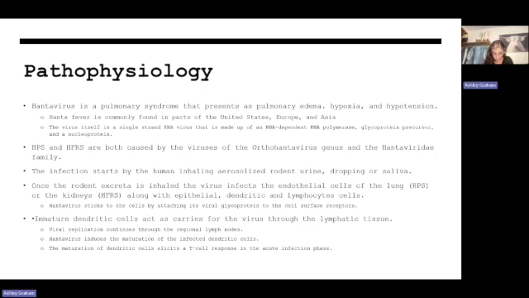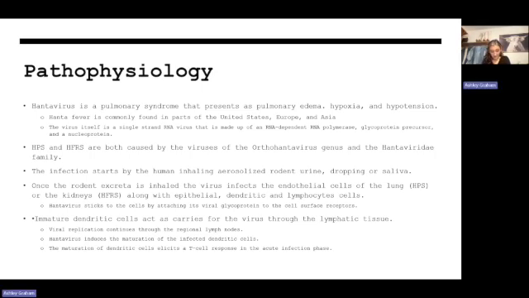Talking about the different disease states, HPS and HFRS are both caused by the orthohantavirus genus in the Hantaviridae family. The infection starts by a human inhaling aerosolized rodent urine, droppings, or saliva. Once the rodent excreta is inhaled, the virus infects the endothelial cells of the lungs, which is found in the HPS, or the kidneys for the HFRS.